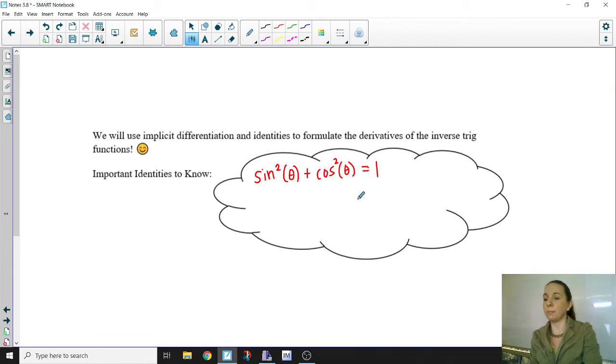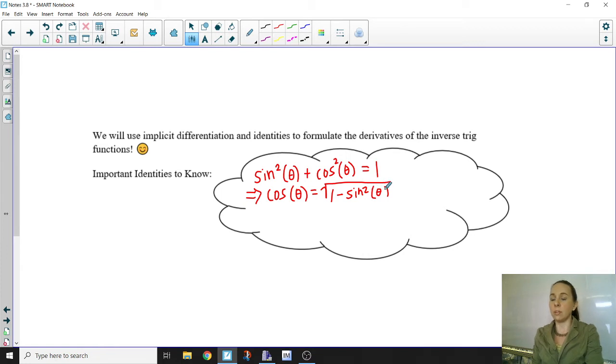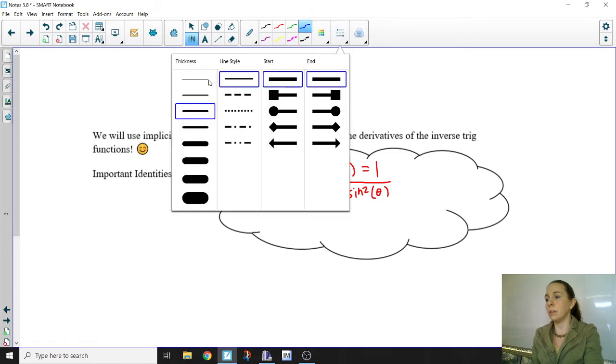That's equal to 1. And actually, what I'd want to do with this is I want to solve this for cosine theta. So picture that. You would subtract the sine squared theta and then square root to get rid of the power of 2, right? And so cosine theta is equal to the square root of 1 minus sine squared theta. We're going to need to refer to that form of this Pythagorean identity in our first derivative proof. So I want to have that there.